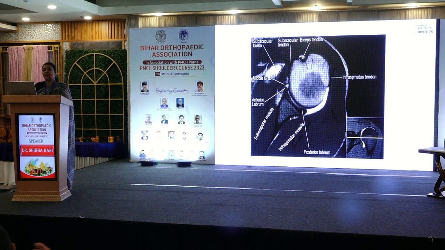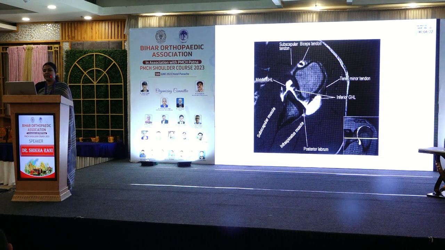The middle glenohumeral ligament is just anterior to the anterior labrum. And here the middle glenohumeral ligament and inferior glenohumeral ligament are seen together in the axial plane. The axial plane is very important to look for the labrum.